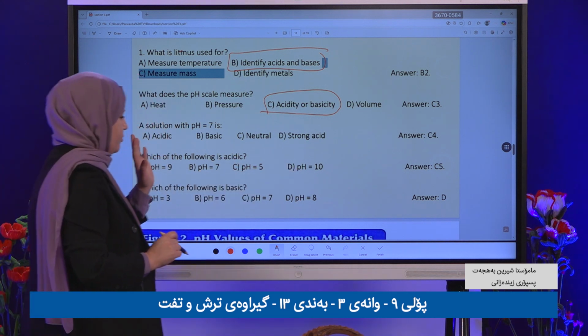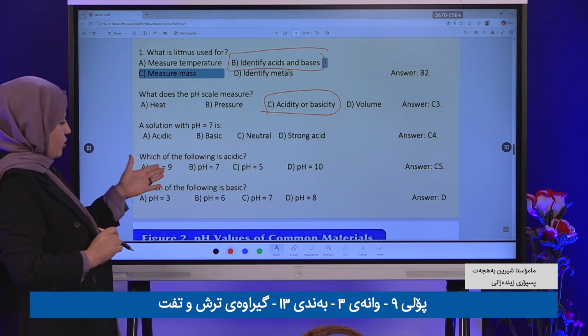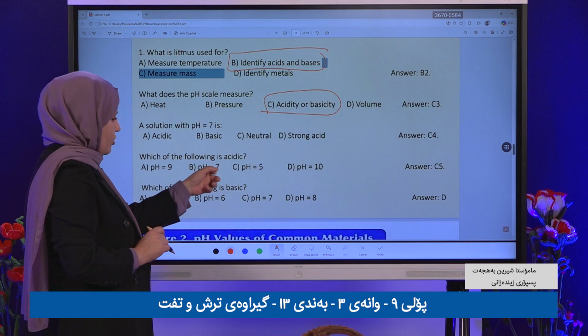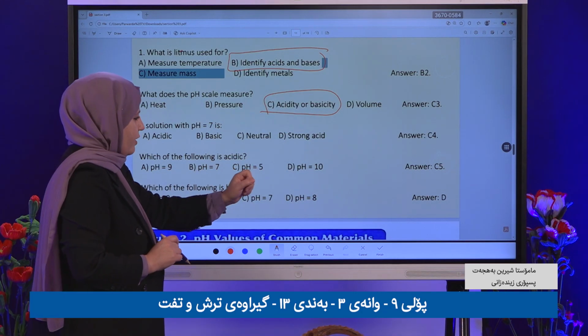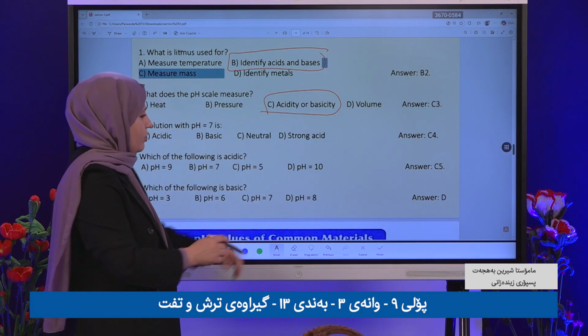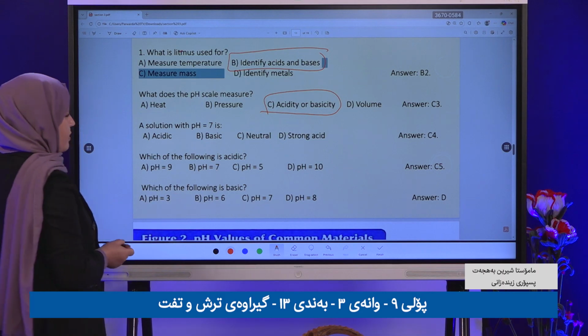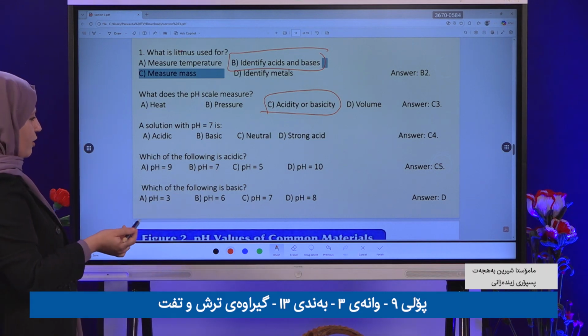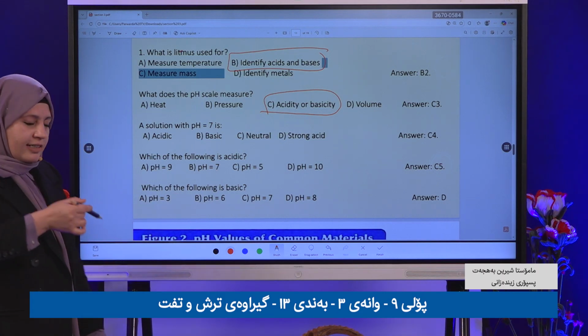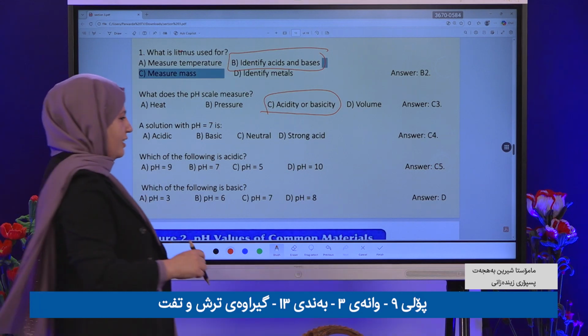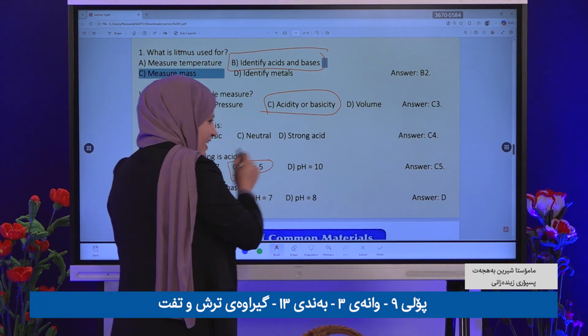This question is very important. Which one? pH is 9 or pH is 5? pH is equal 7, pH 5 or pH 10. Which one is acid? We said less than 7, it is acid. That means which one? See, and the answer is here.